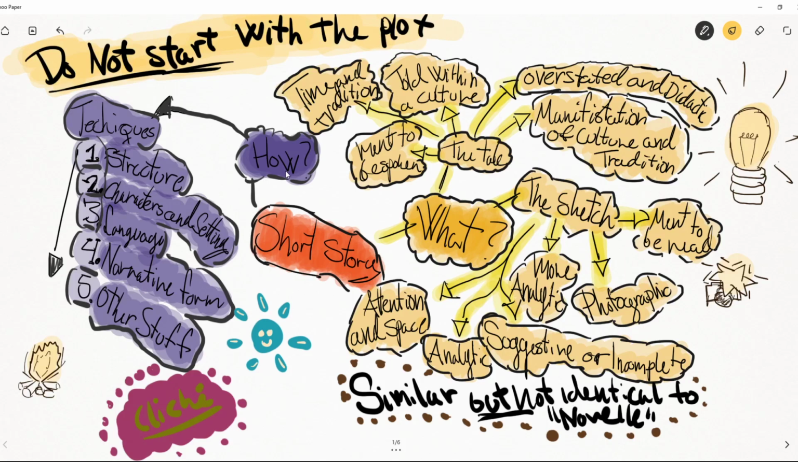So I'll now be talking about various techniques as to how to get started and how to write. And first off, we have structure, characters and setting, language, narrative form, and other stuff. If you recognize this from movie analyzing, you would certainly be right. It is a lot of the same stuff that's repeated here. So let's get on with it.